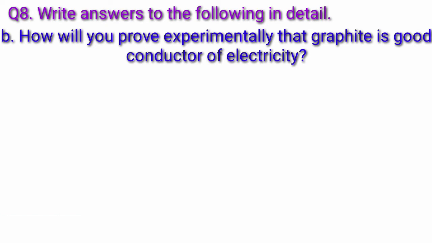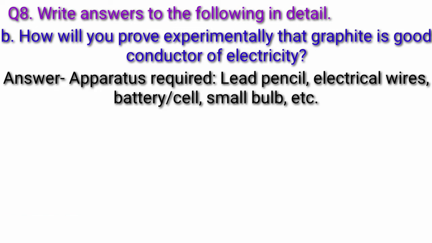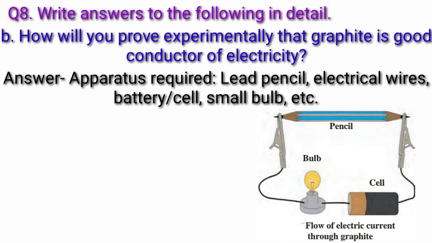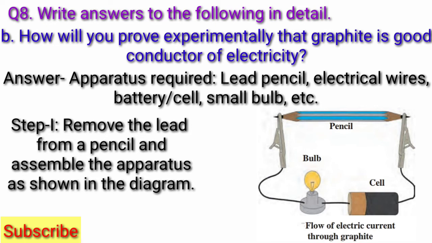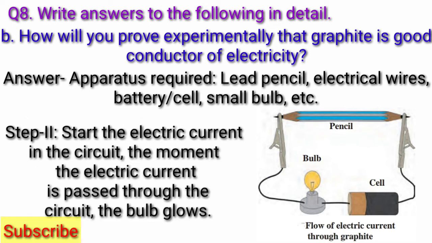Question B. How will you prove experimentally that graphite is a good conductor of electricity? Answer. Apparatus required: lead pencil, electrical wires, battery or cell, small bulb, etc. Step 1. Remove the lead from the pencil and assemble the apparatus as shown in the diagram. Step 2. Start the electric current to the circuit. The moment the electric current is passed through the circuit, the bulb glows.